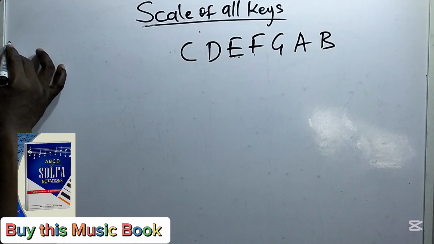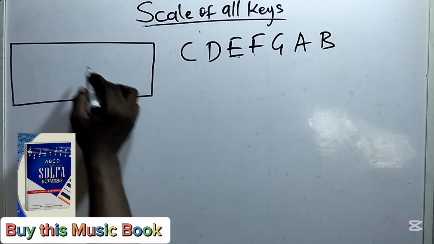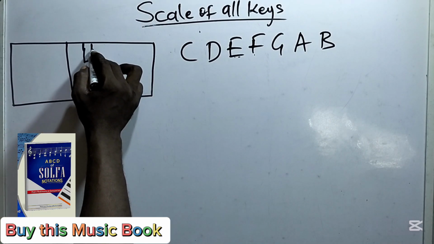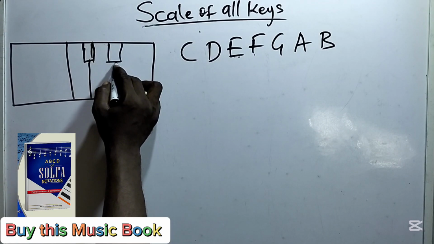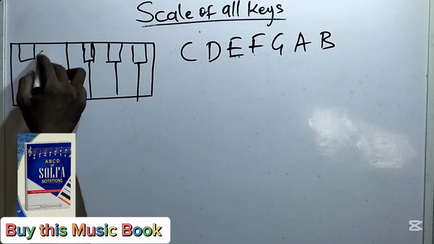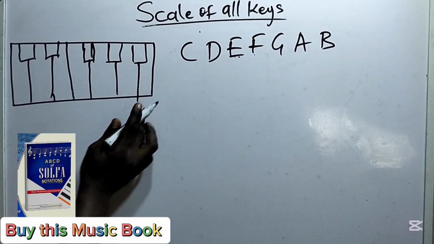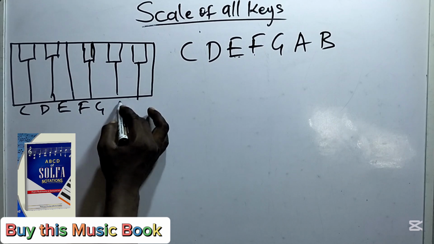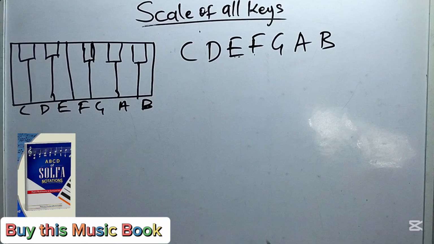Just like when you have something like this, you have the smaller one, bigger one. There will be 3 here. There will be 2 here. So that is how it is. Then you have C, D, E, F, G, A, B. So that is how it works.